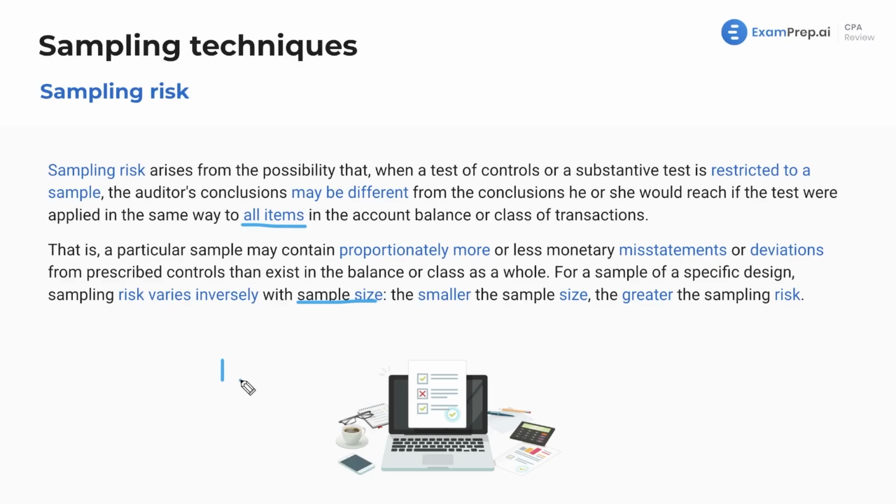If your population is 100 transactions, and you only test one of them, sampling risk is going to be high. But if we test 99 instead, that's much closer to the whole population, so sampling risk will go down. So, inversely related. The smaller the sample size, the greater the sampling risk. If we only test one item out of 100, that's going to be a much higher sampling risk than if we tested 50, 75, 99, anything like that.